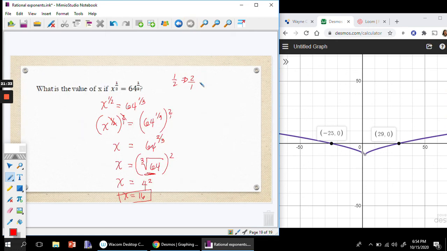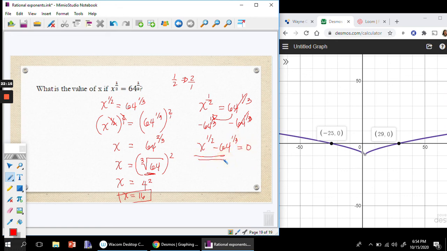Okay, next, let's have the last one. So this is x raised to 1/2. This is not negative, that is positive. Okay, raised to 1/2 is equal to 64 raised to 1/3. Now we have to make this equal to 0. All you have to do is to move this there by subtracting 64 raised to 1/3. So x raised to 1/2 minus 64 raised to 1/3 equals 0, right?